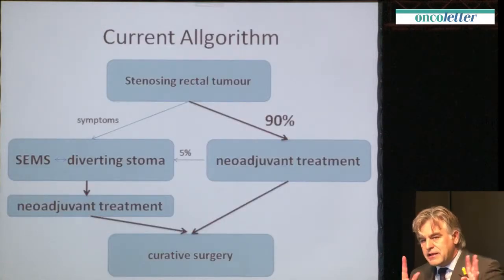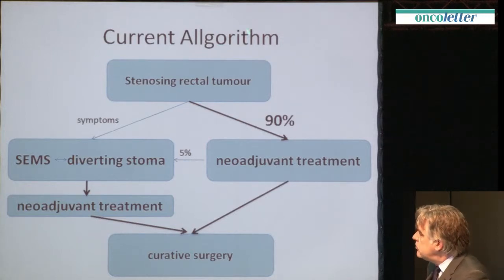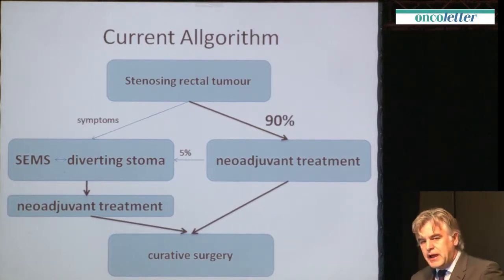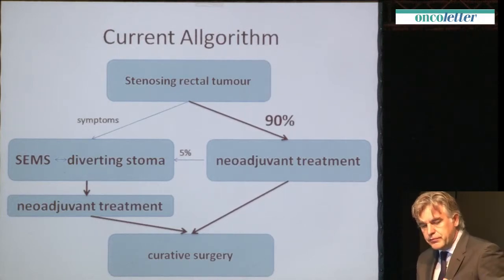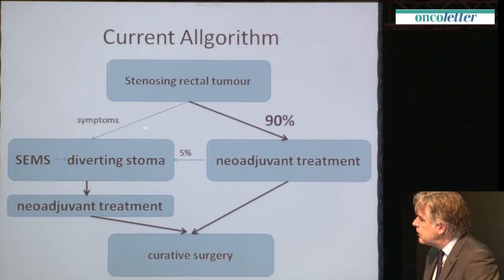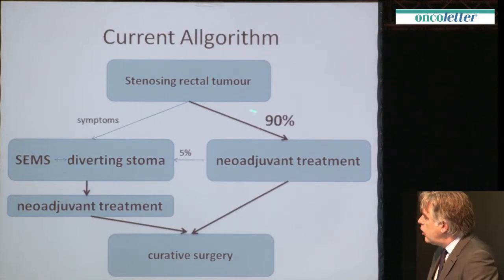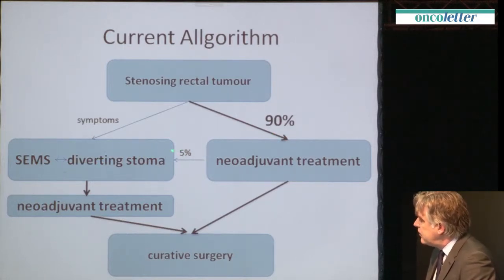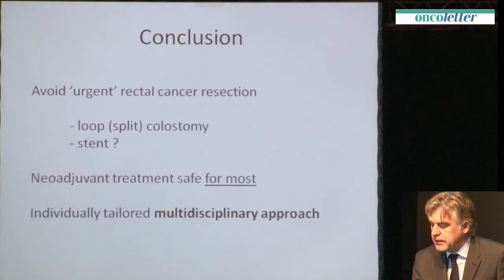So at the end, I say maybe when you have a stenosing rectal tumor, probably 9 of 10 patients can immediately start with neoadjuvant treatment. If they have severe symptoms of colonic obstruction, distension, bloating, then probably you should opt for a diverting stoma. We alluded that maybe a stent. When you opt for neoadjuvant treatment, 5% of those patients will need a diverting stoma underway, and then you can go for curative surgery.